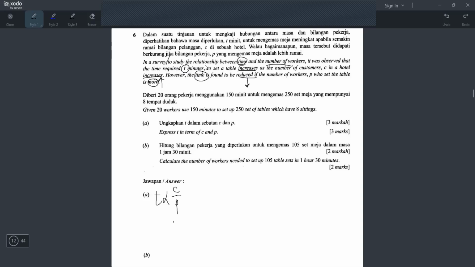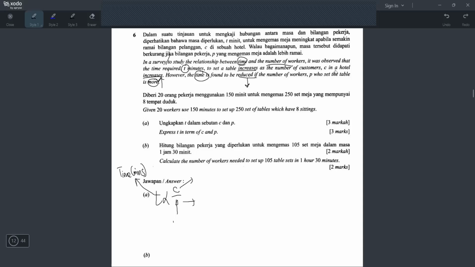So time varies inversely as P. That's why when you combine it, it becomes T varies directly as C and inversely as P. But we need to know what T, C, and P stand for, or else we might substitute the wrong value and get it wrong later. So T actually represents time required in minutes. Let's write down the minutes also because that's important.